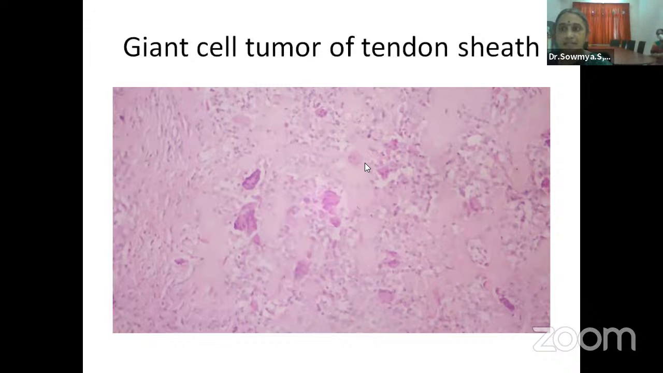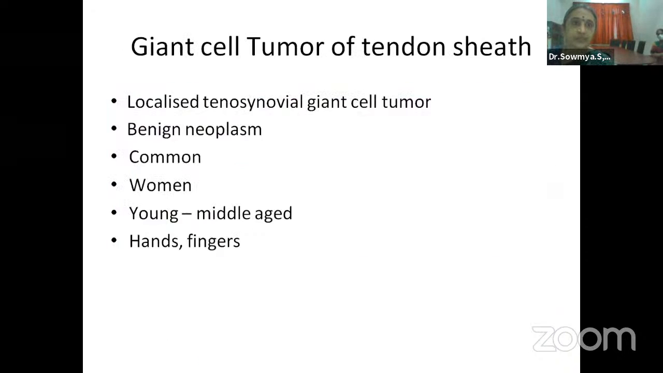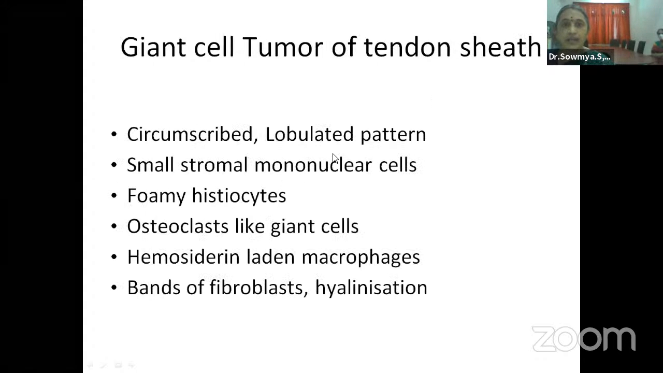So how to differentiate these two entities? They are only both spectrums of the same disease. So this is a localized tenosynovial giant cell tumor, that means it is localized, and it is a benign neoplasm, very commonly seen in young and middle-aged women, and frequently seen in hands and fingers. Here you can see a circumscribed lesion with lobulated pattern and small stromal mononuclear cells surrounded by foamy histiocytes, osteoclast-like giant cells. Hemosiderin-laden macrophages also can be seen here, and mainly you will see bands of fibroblasts and hyalinization.